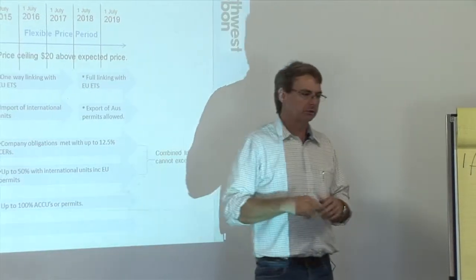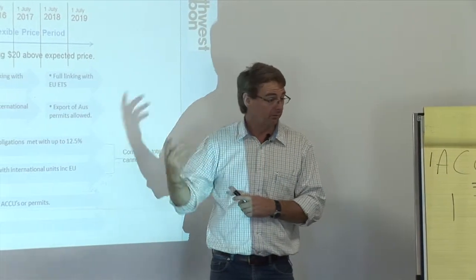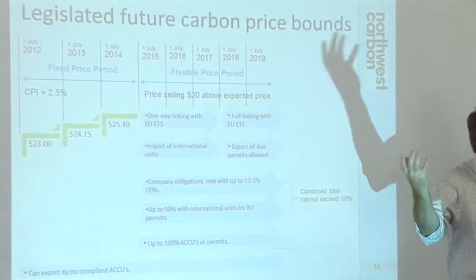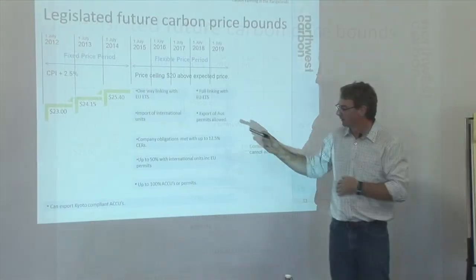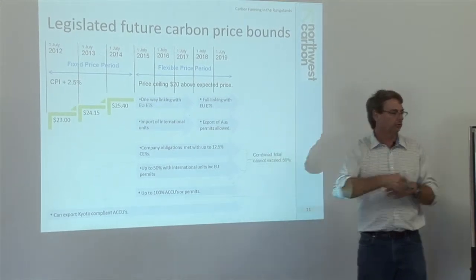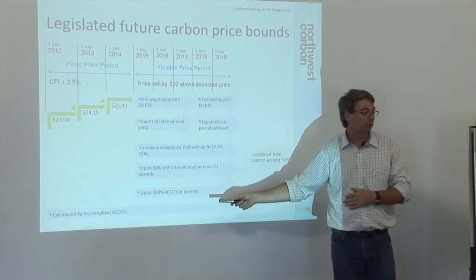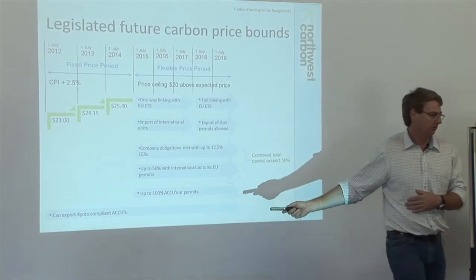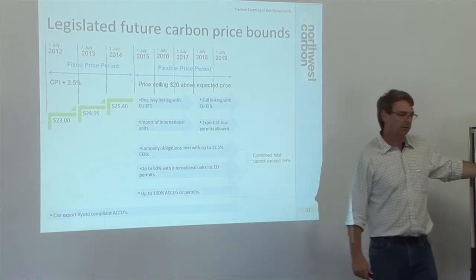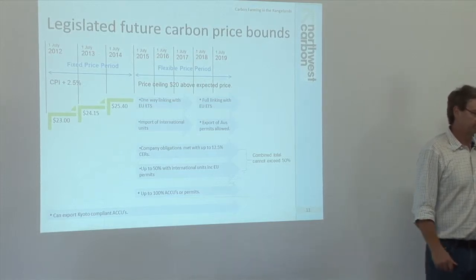In this period also, we start to link internationally. So in this period, they can offset up to 50% of their emissions by buying permits, sorry, from the EU. So they can then go and buy these international credits and use those to offset their emissions. But in this period, they can also use up to 100% of Australian carbon credit units. So if they can buy these for cheaper than they can buy a permit from the Australian government, they'll buy as many of them as they can get.